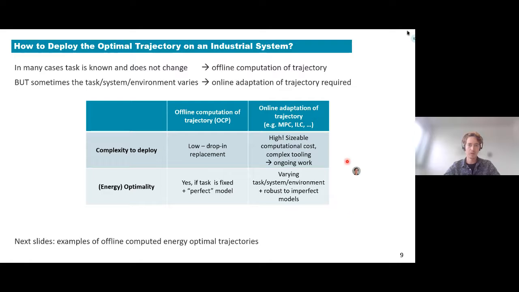Now, considering that we're still hard at work on the right column, I'm going to present some examples on the middle column, which is the offline computed trajectory, and show that already gives you very nice advantages for these kinds of fixed problem structures.